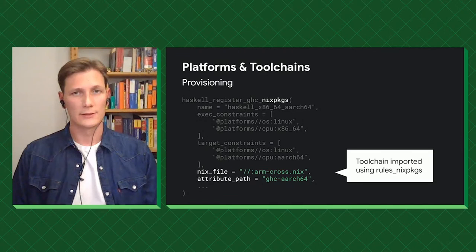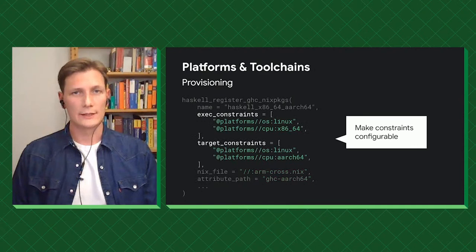Previously, this provisioning rule hard-coded the execute and target constraints. We had to make them configurable to support the cross-compilation use case. For now, we only implemented cross-compilation from x86 Linux to ARM, but in principle, a user could use Nix to import a Haskell compiler for arbitrary execute and target platforms. So we made the constraints fully user-configurable.